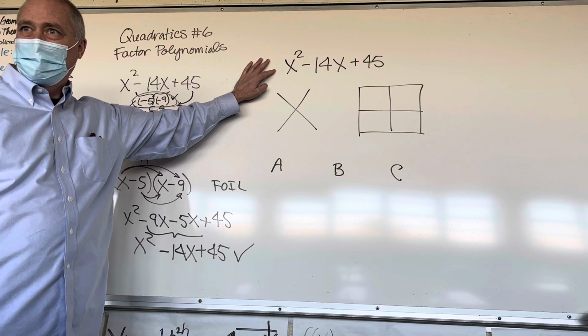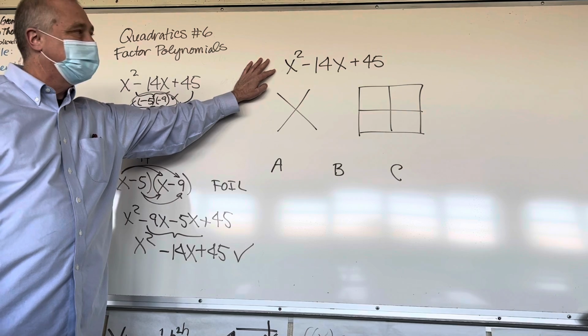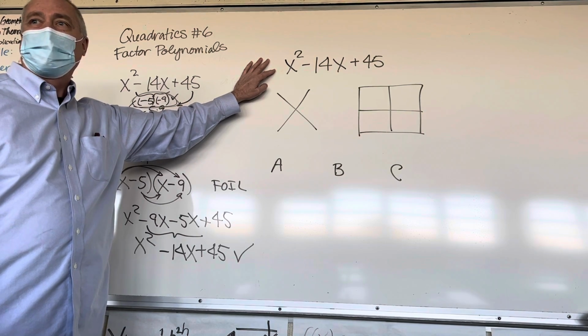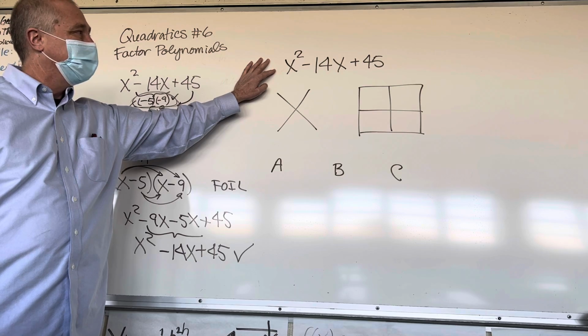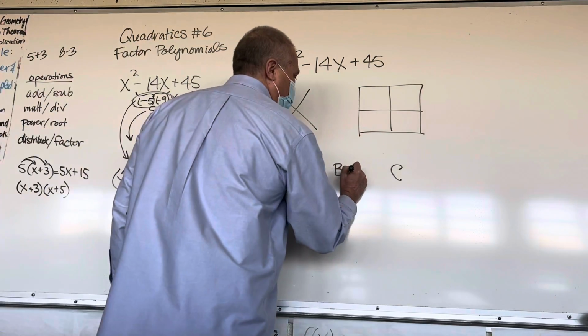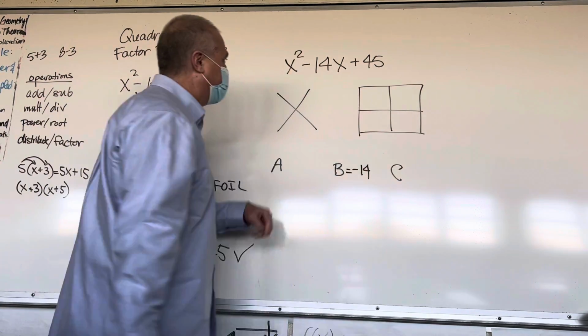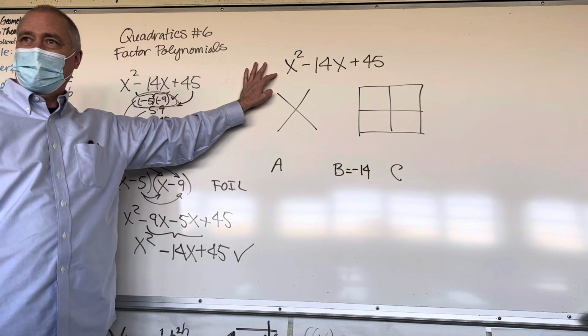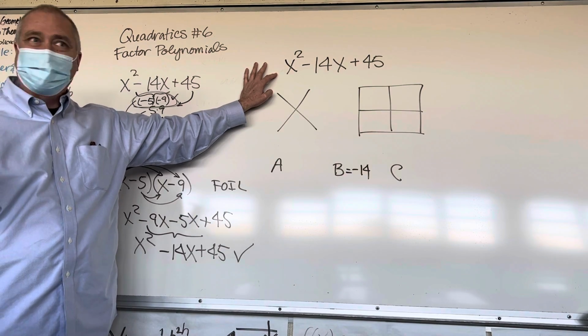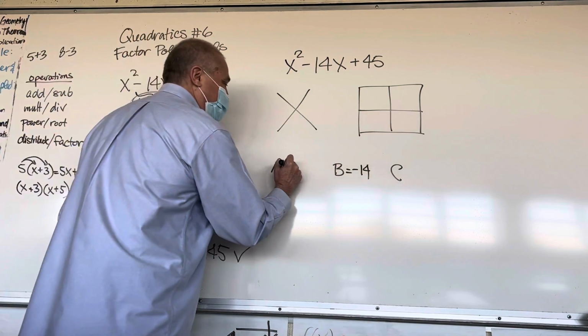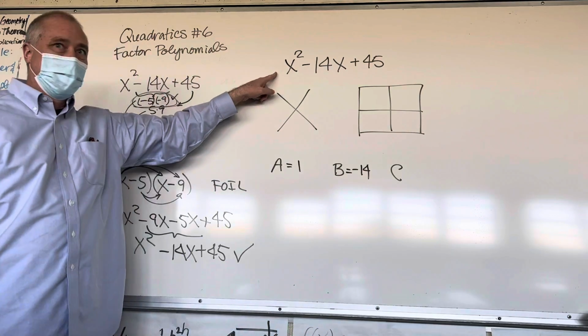Close. Let me ask you this. What's B? Good. B equals negative 14. With that said, go back and look at what A is. Yes. Oh, you're right. Yeah. It's so easy. It's really, really hard, okay?